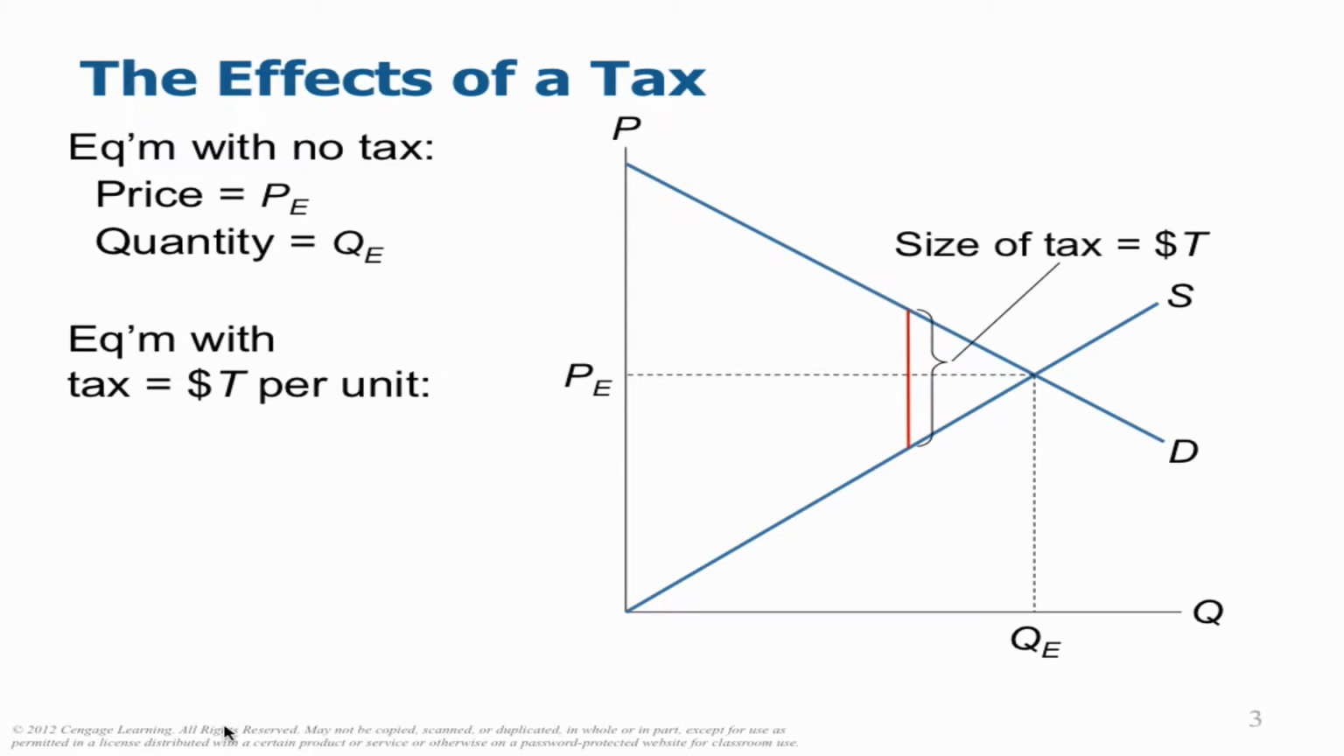So we impose a tax of $T, and here is where we end up. This is the size of our tax. Okay. You're going to need to be able to replicate a graph like this, so you should be following along in the home version of the game.